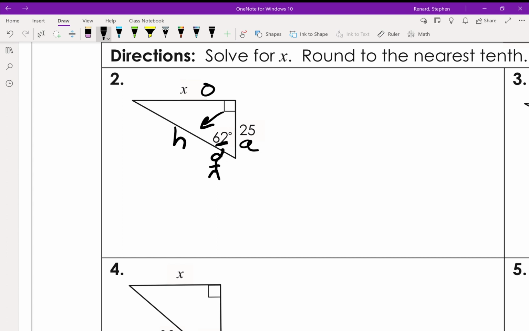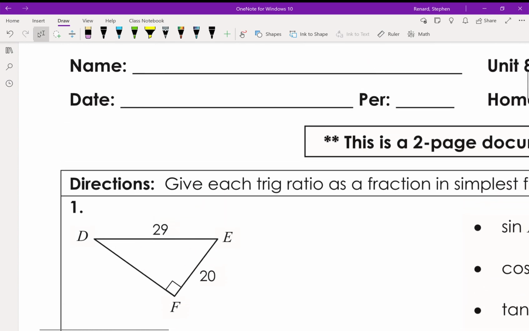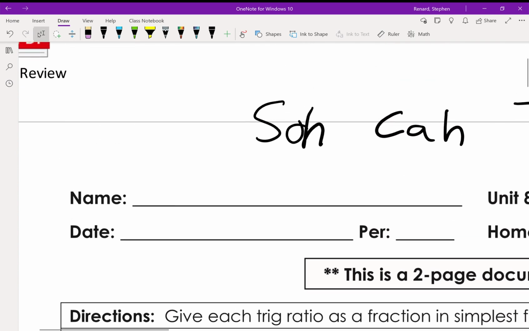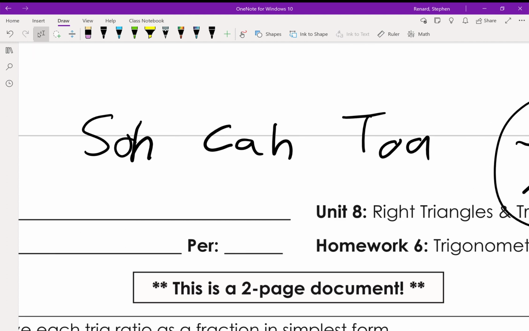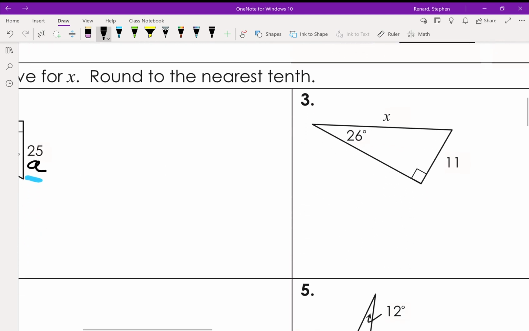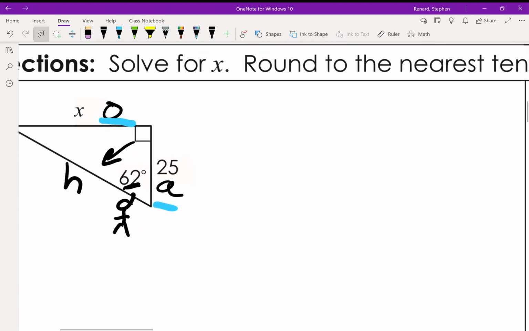So then we look and we go, okay, so what two sides do they give us? And here they give us opposite and adjacent. So we go up here and we go, okay, which one of these three has the O and the A in it? And it's this one right here. So it's tangent. So we know that the tangent of any given angle is equal to the opposite over the adjacent.